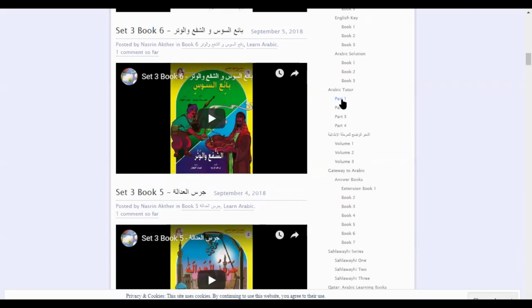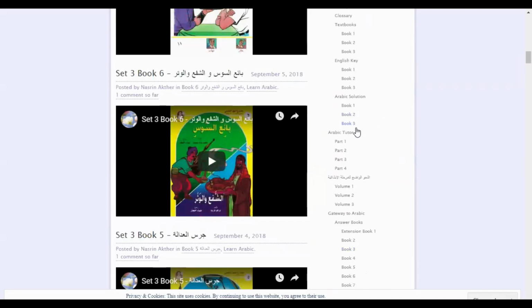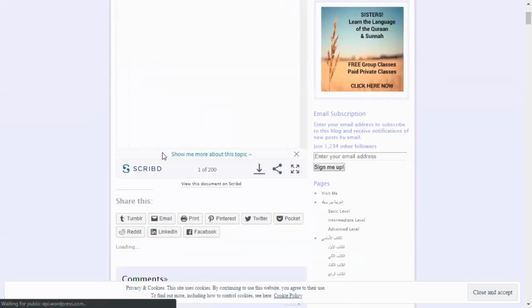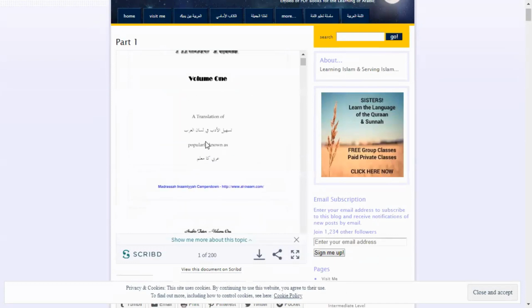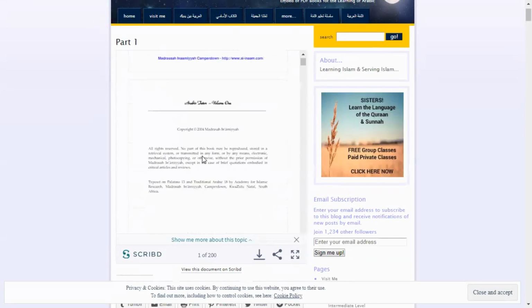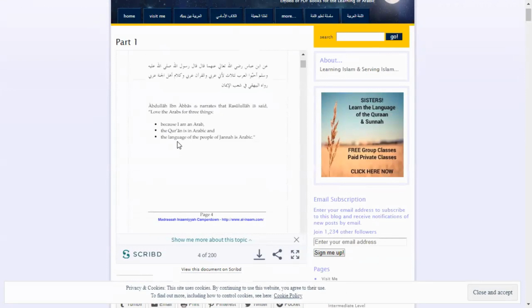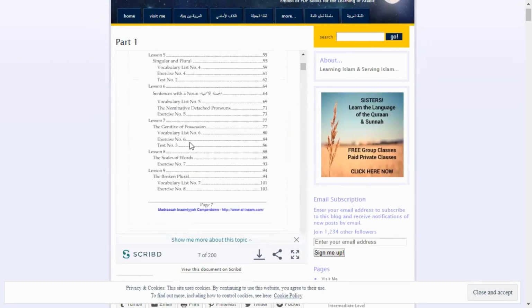It gives you the rules, and then it has exercises at the end. Arabic Tutor is a very good book for English speakers. It gives you a lot of notes. If I download this, one second. I don't have it, I guess. Yeah, Arabic Tutor Volume 1. It's written by someone from South Africa, I guess. It's in English and starts with the very basics about the rules.